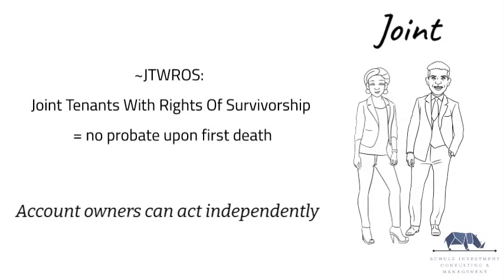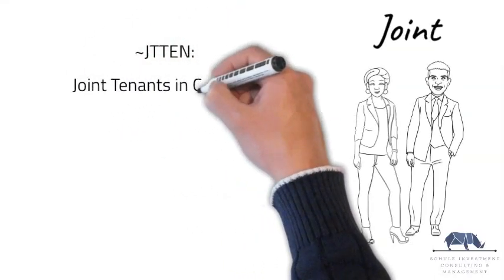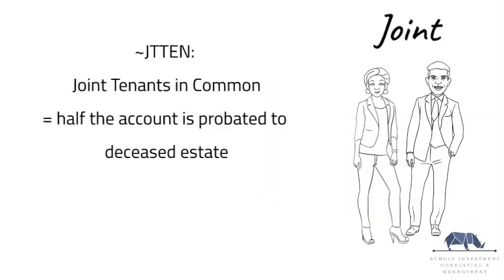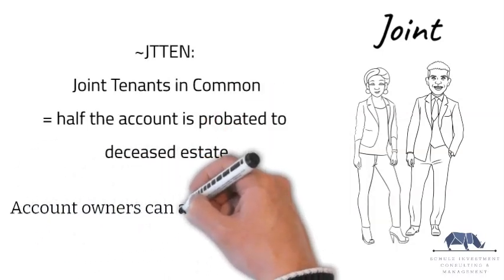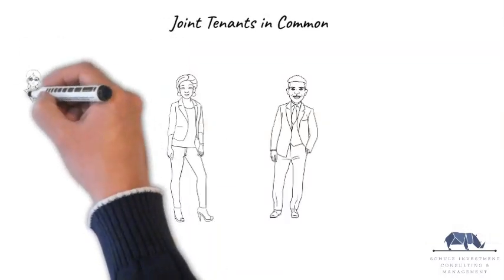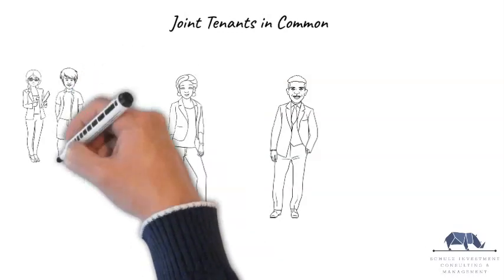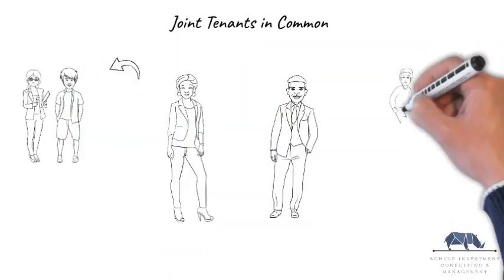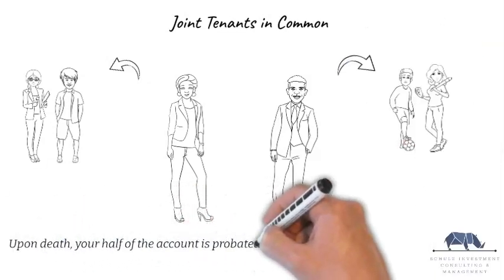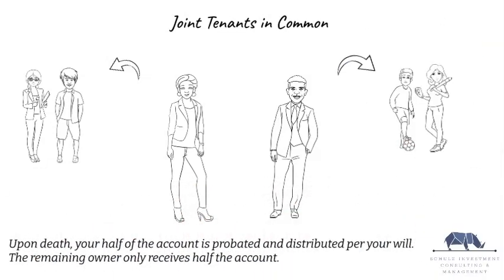The second most common joint account is joint tenants in common. In this account, both account owners own the account and can act independently, but when the first owner passes away, his or her portion will be probated to their estate and the remaining owner will only receive half of the account that is left. This may work in such cases when siblings or business partners need to have a joint account during their lifetime, for example, but they want half of their assets to be left to their family upon their passing.